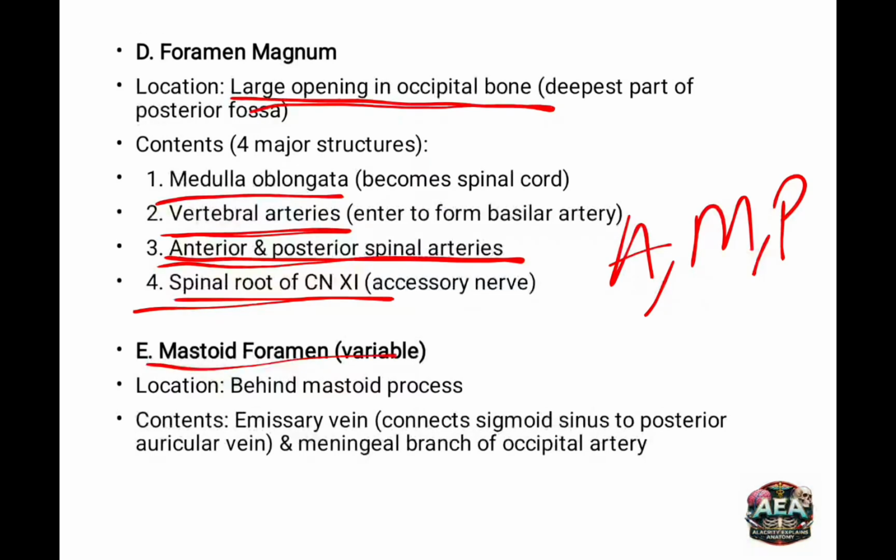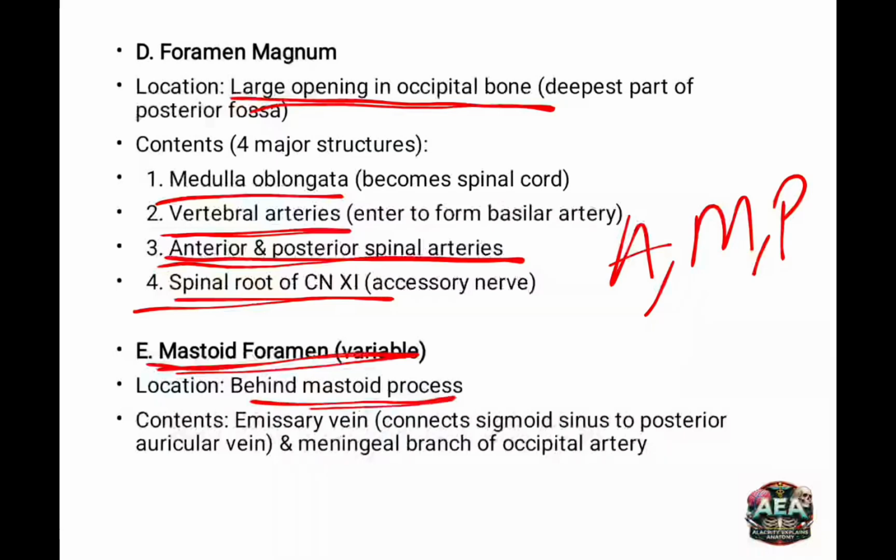We now have the mastoid foramen, which is variable. Some sources say the mastoid foramen is part of the foramina in the posterior cranial fossa. Some sources eliminate or do not include it because it's located outside. But in this video, we are considering the mastoid foramen as part of the posterior cranial fossa.